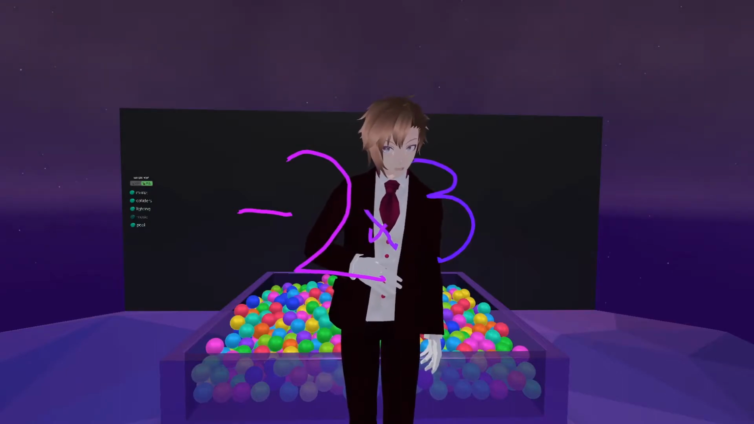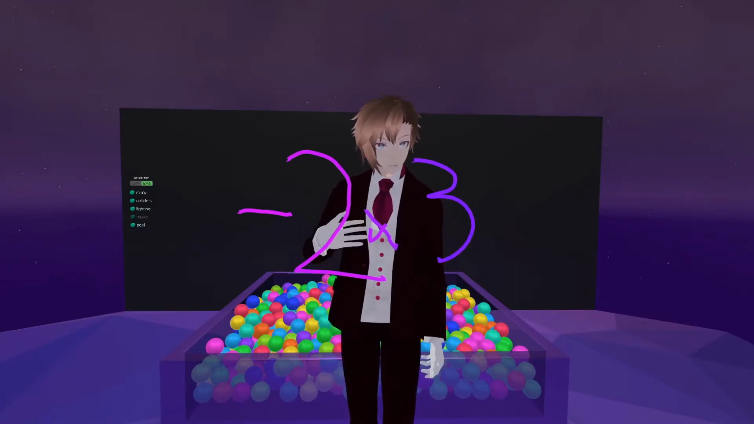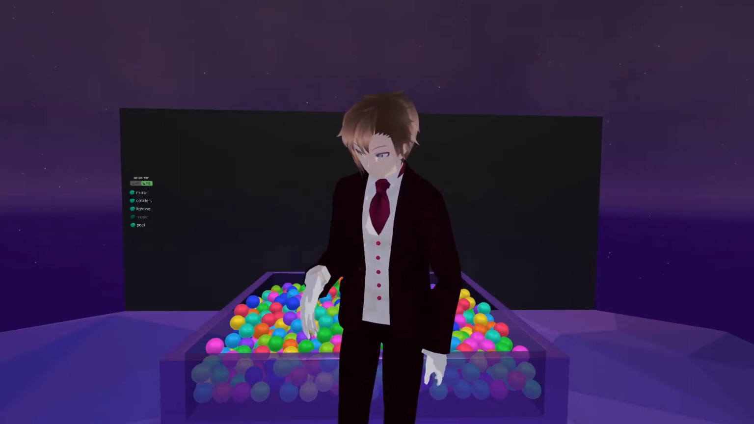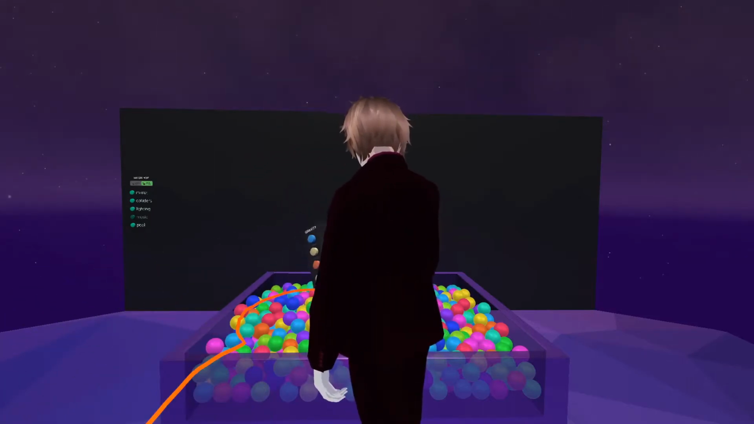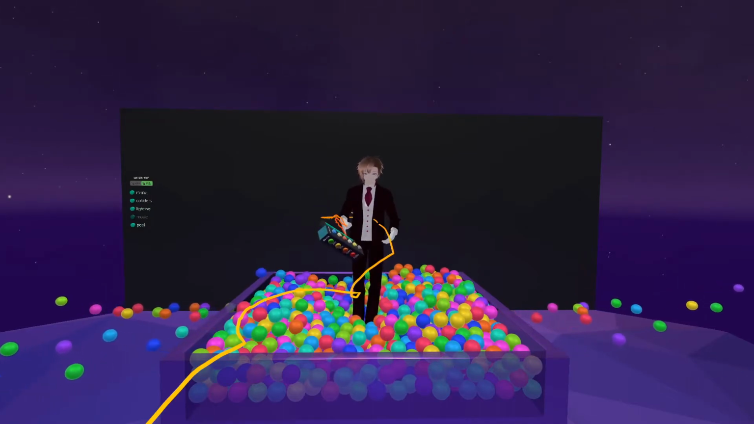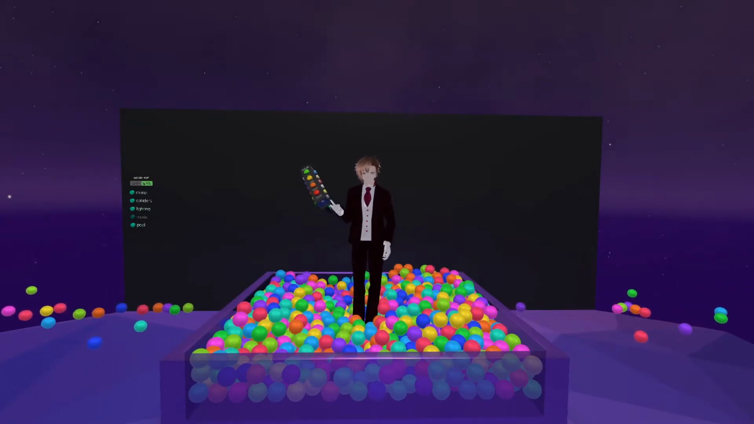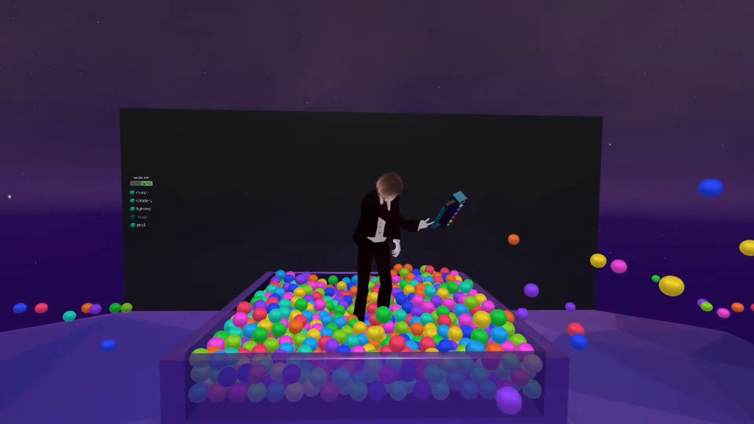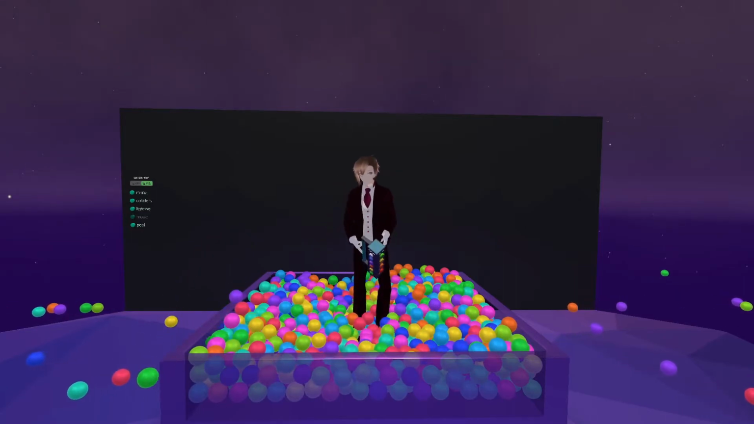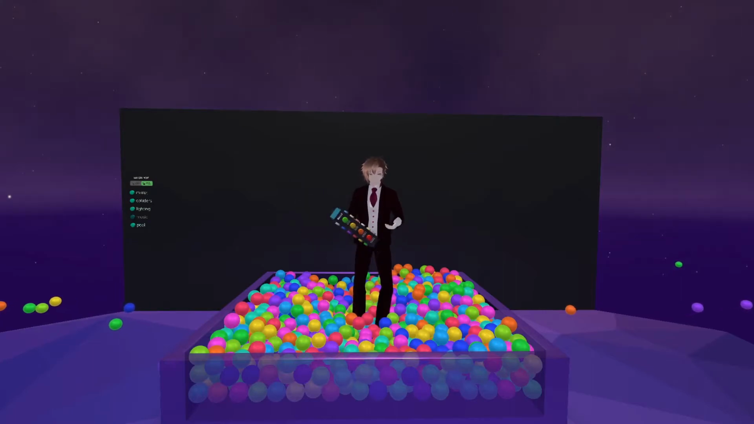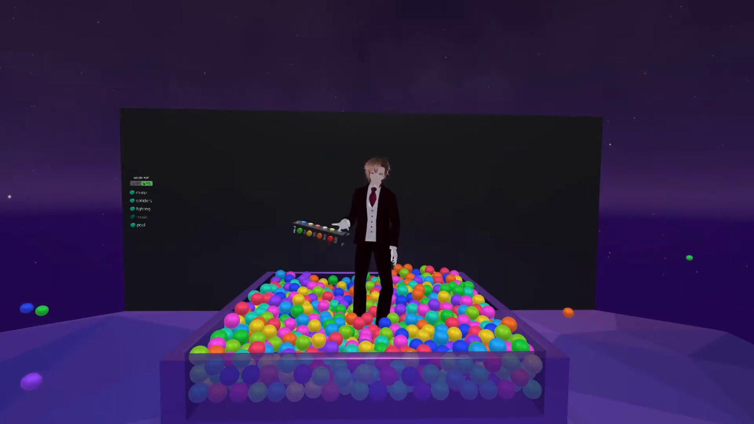Behind me, I have a ball pit. And let's demonstrate taking away 2 groups of 3. So, I'm going to take away 2 groups. 1 group, 2 groups. I've taken away 2 groups of 3. So now, what happens if we reverse the order?